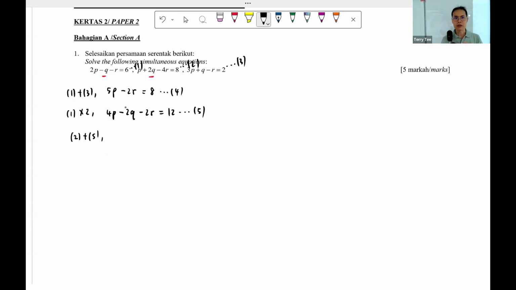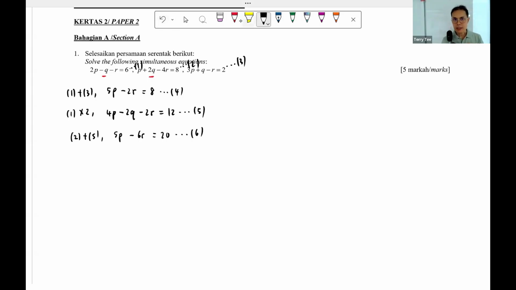Now, as I add them together, you notice P plus 4P, you get 5P. 2Q plus minus 2Q, you get 0. Minus 4R plus minus 2R, you get minus 6R. And your 8, when you add with 12, you get 20. So that is equation number 6.